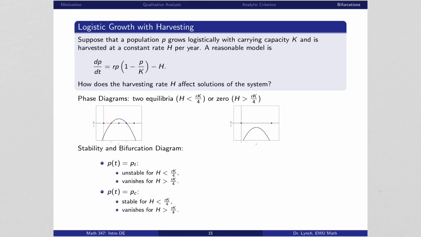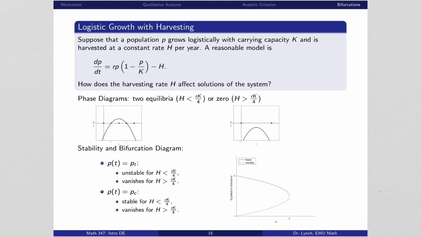So to represent that information in a phase diagram, here we'll go ahead and just graph the equilibrium solutions as a function of this bifurcation parameter H. So you can see H is on the horizontal axis here, and we have some sort of square root type behavior, a positive or negative branch on a square root. And as H passes through this critical value at rK over 4, those solutions come together, and there is no equilibrium solution for H greater than rK over 4. Okay, so that's the bifurcation diagram for this harvesting rate.